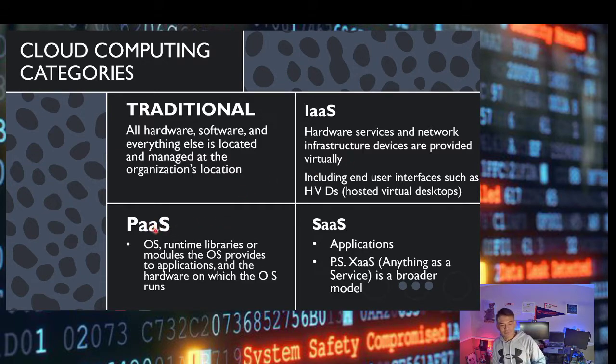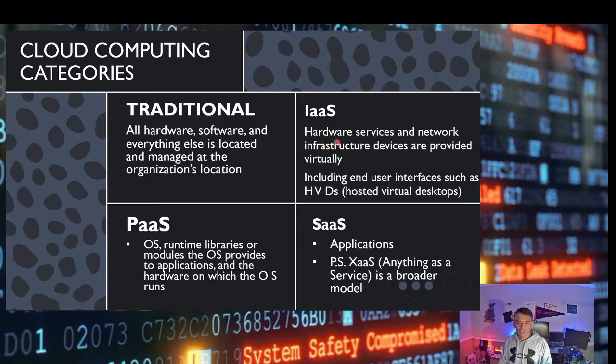Platform as a service has the OS, the operating system, the runtime libraries or modules, the operating system provided to applications, and the hardware on which the operating system runs. And software as a service is giving you not only everything that platform as a service is giving you, but in addition to that, it is also giving you the software applications that are needed to run any particular software in the cloud.